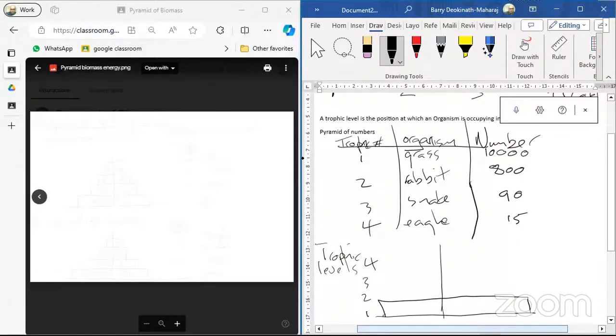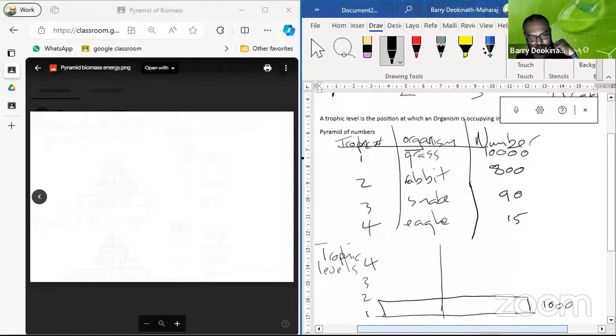10,000. Right, 10,000, because it's the numbers we are looking at. So the first trophic level was the grass. Second level would be 100. That would be the rabbit. Then we have the snake, and then the eagle.